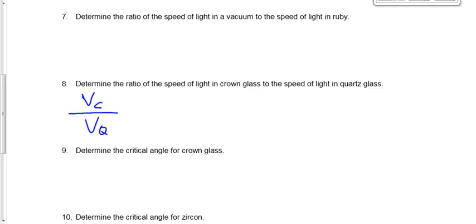You could say N is equal to C over V. Just hold off before you write this down though, because there is a shorter way to do this. The index of refraction for crown glass is equal to C over the speed of light in crown glass. You could solve for V by looking back at your sheet to find the index of refraction for crown glass, dividing C over N, and getting that speed.